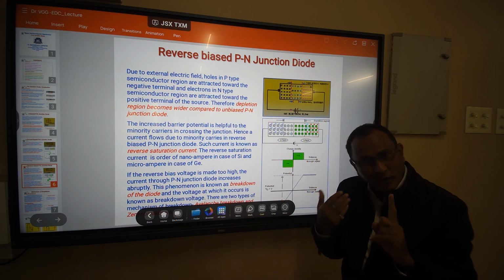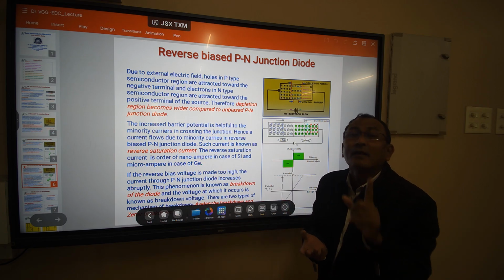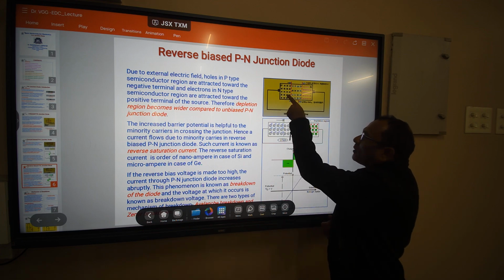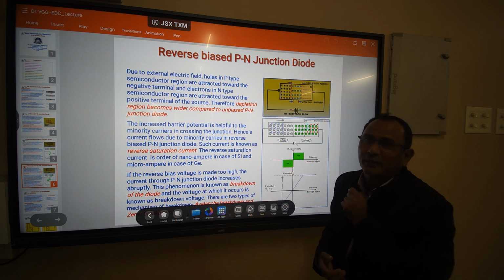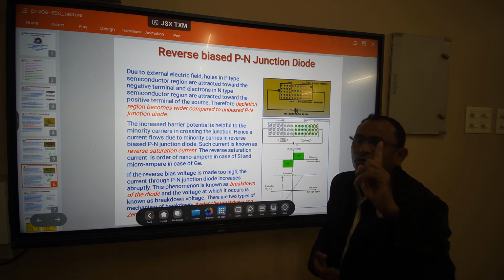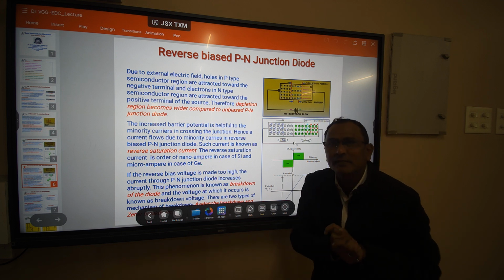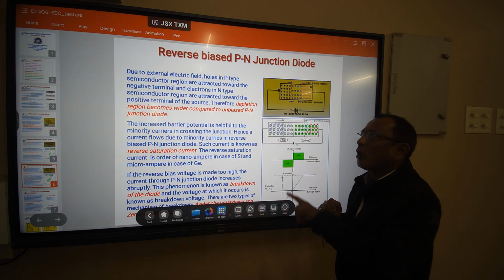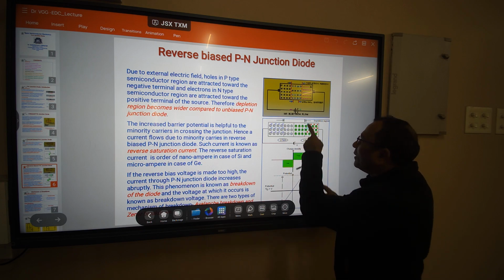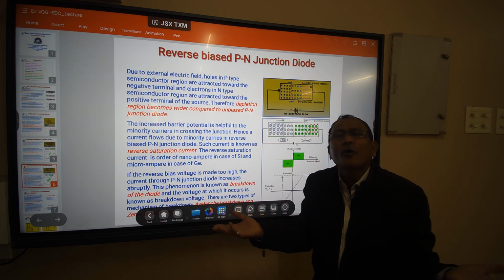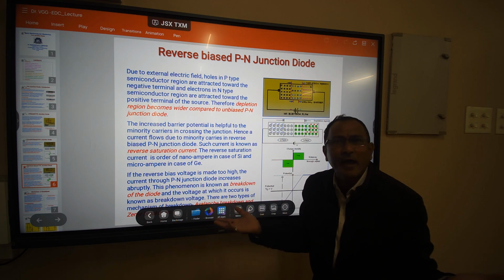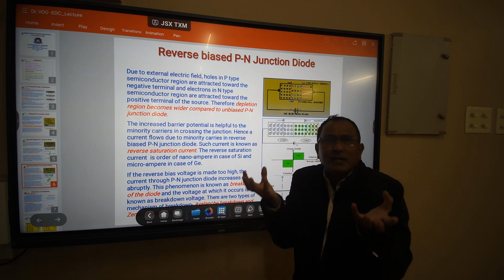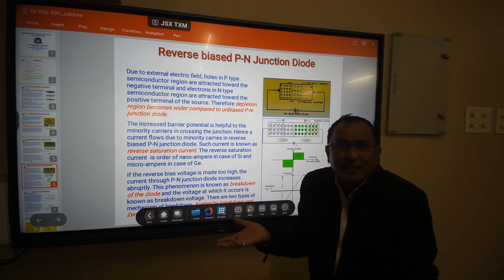But one thing I have already told you: we have to consider minority charge carriers also. Now, if we apply reverse biasing, which will be the minority charge carriers in the P-type semiconductor? Of course, electrons. Which will be the minority charge carriers in the N-type semiconductor? Of course, holes. For these electrons and holes, which are minority in P-type and N-type, the applied potential will just be like a forward biasing. And as and when we increase this potential, the energy of these minority charge carriers will increase. And what will they do?